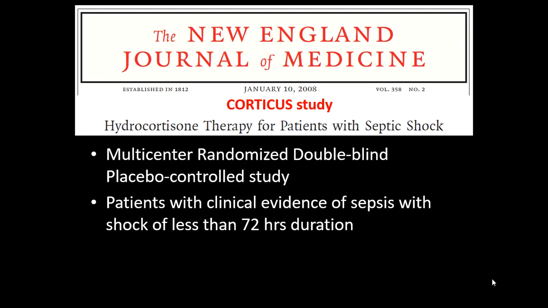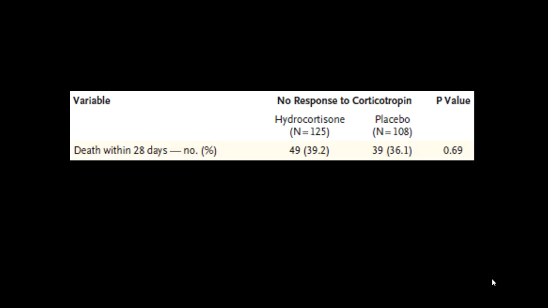Then came the CORTICUS trial by Professor Charles Sprung. They looked at the role of hydrocortisone in septic shock, and most of us still follow that 200 milligrams a day, where you want to give that replacement dose of steroids. And they looked at whether there is clinical evidence of reversal of shock and mortality benefit. What they found was there was no mortality benefit whether you gave steroids or you did not give steroids in different subsets. So this was one subset where there was no response to corticotropin.